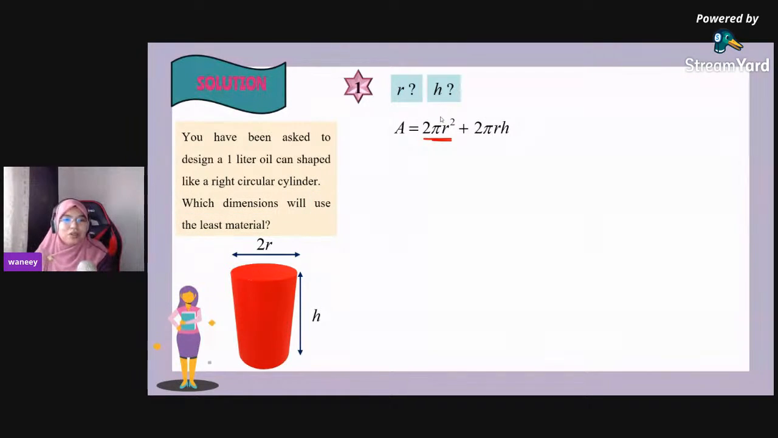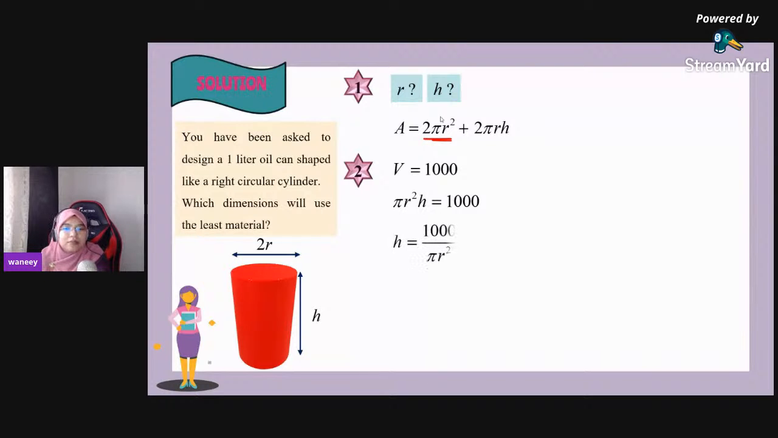Okay, so what do we do next is that they did say something about 1 liter oil. 1 liter oil actually belongs to the volume because we need to make sure we fill up the can. So fill up the can, that will mean the volume. So I need to make sure the volume is 1000. 1 liter is 1000. So the formula for the volume is pi r square h. So that means h is equal to 1000 over pi r square.